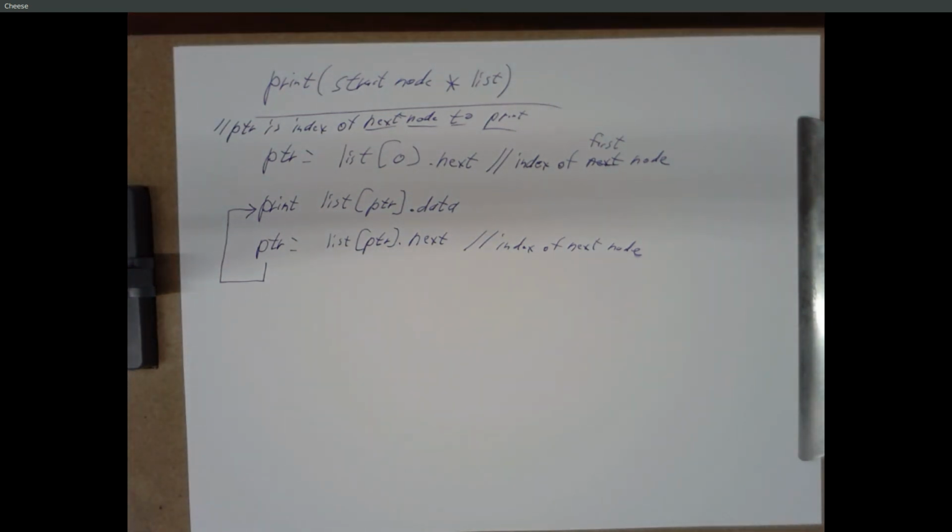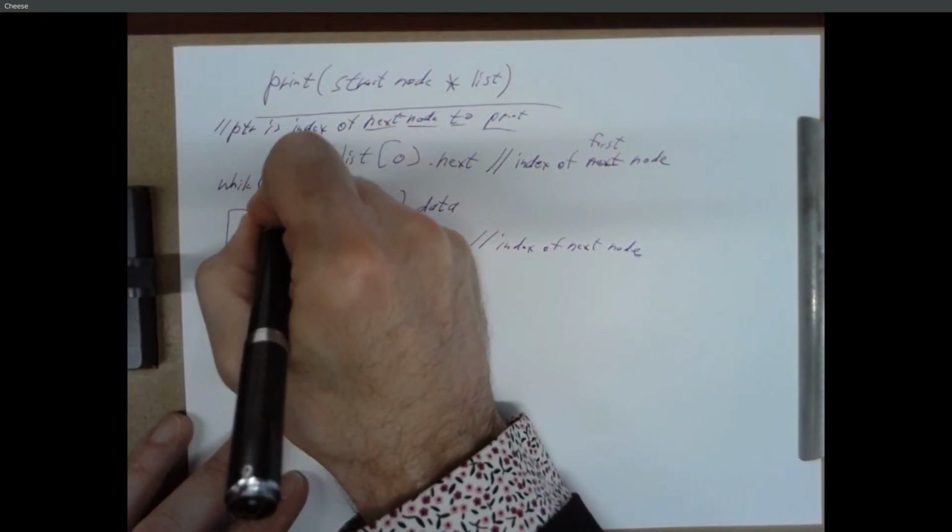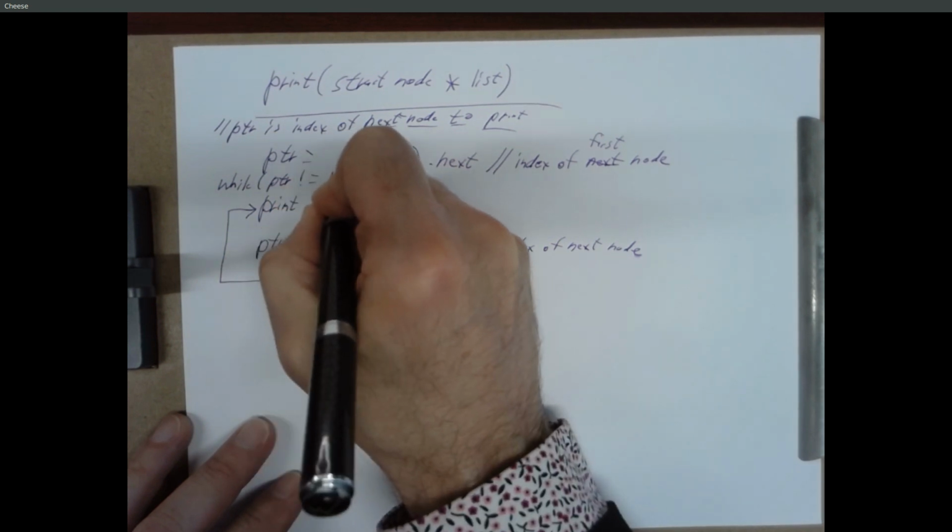Well, if that next node is not something that exists, that's when we're done. What does it mean when we say that next node doesn't exist? It means that its index is my null. So this whole thing could be while PTR is not equal to my null.